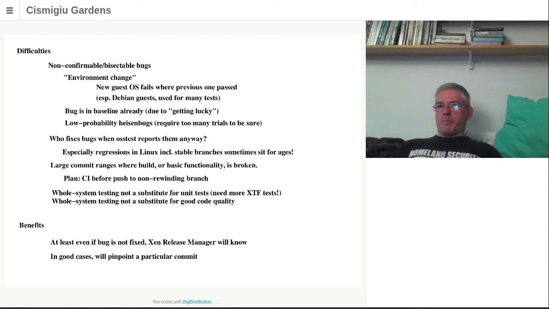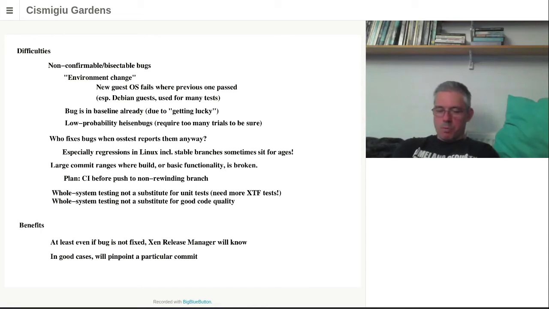Another difficulty that this system might encounter is if there are large commit ranges where the build is broken or basic functionality is broken. We had one of those recently, just after the 4.14 freeze, and that makes bisection difficult. We vaguely plan to do some of the CI before we push to a rewinding branch. That is, if the tests fail, you'll be able to rewrite your branch so that it passes, rather than patching stuff on the end of master, and that will help with that.